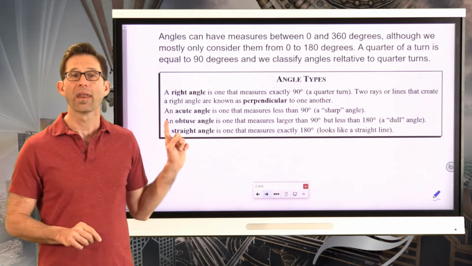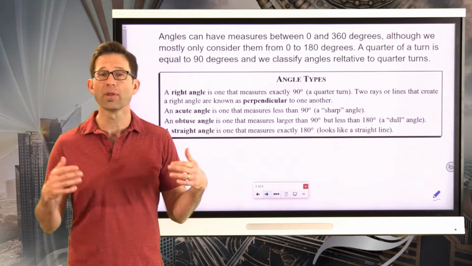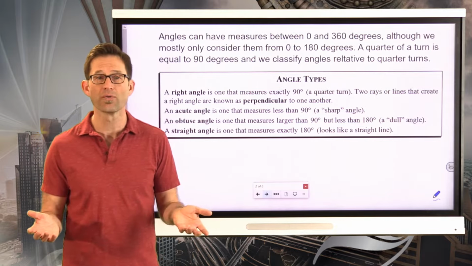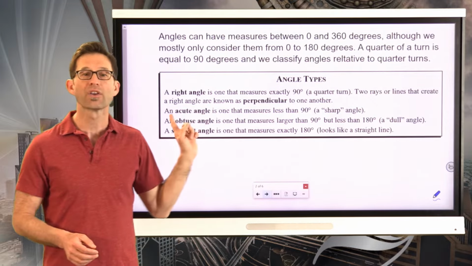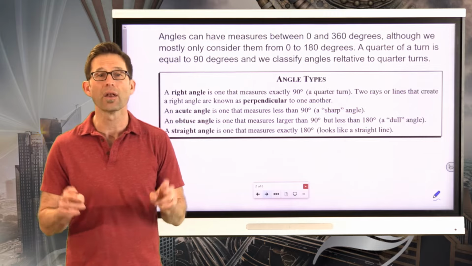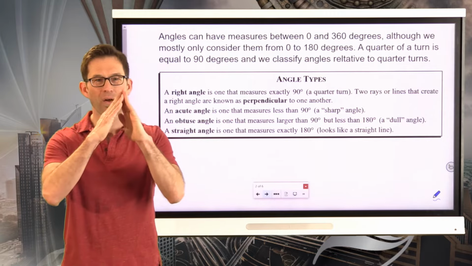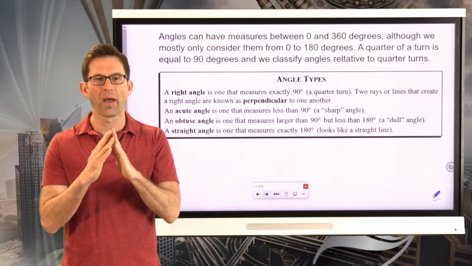Now, an acute angle is one that simply measures less than a quarter of a rotation. It's one that measures less than 90 degrees. Acute literally means sharp in Latin. So an acute angle is one that is a sharp angle.